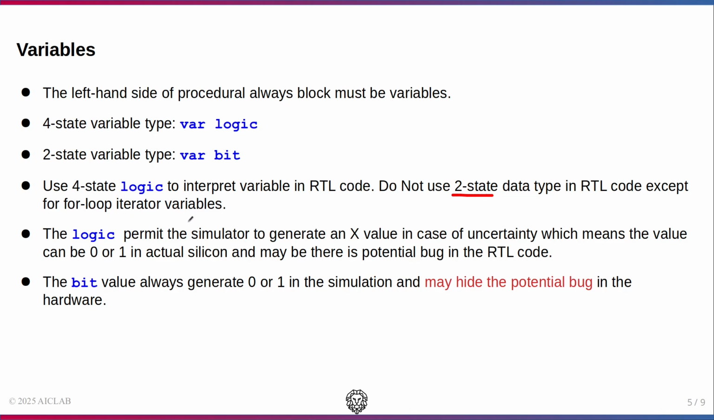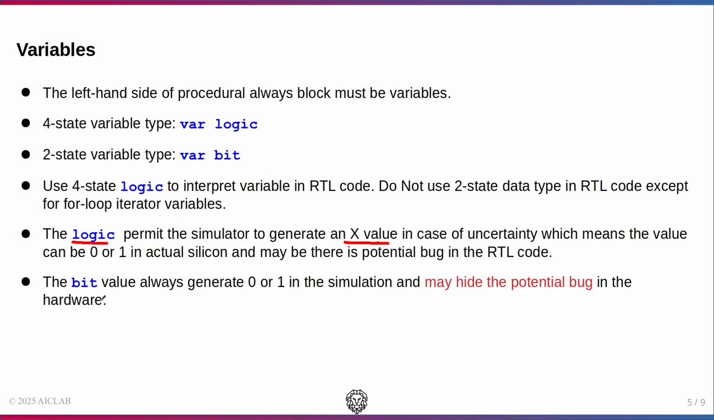I mean, by index in the for loop, you can use the bit. Why is it recommended to use four-state logic? Because four-state logic can also accept the x value, or unknown value. The x value shows a potential bug or a mismatch between synthesis and simulation in your design.